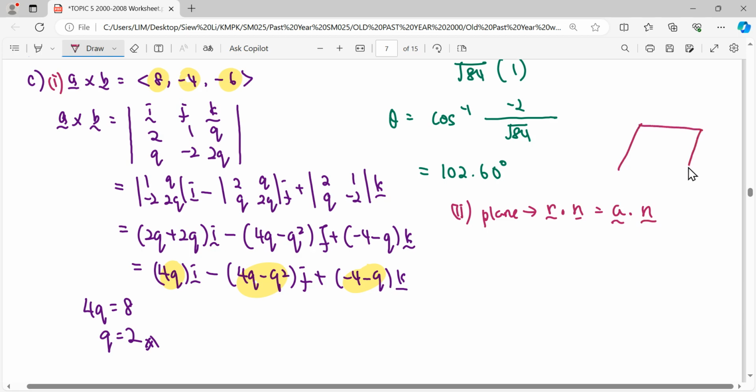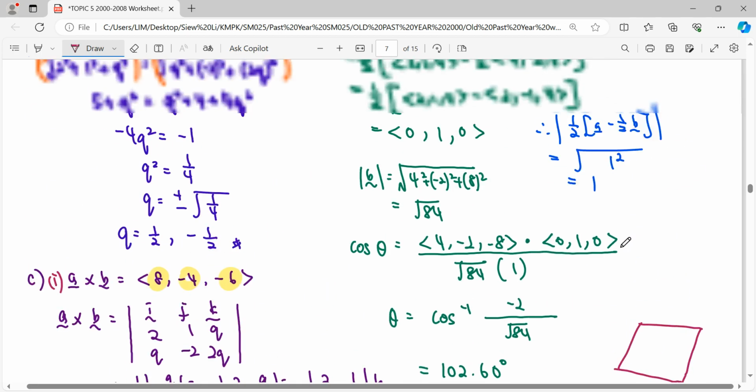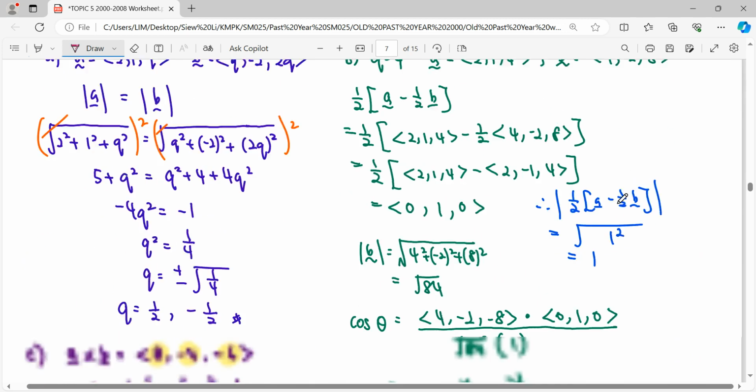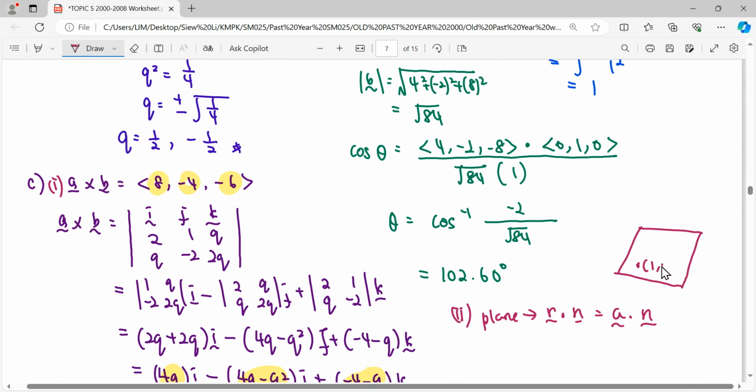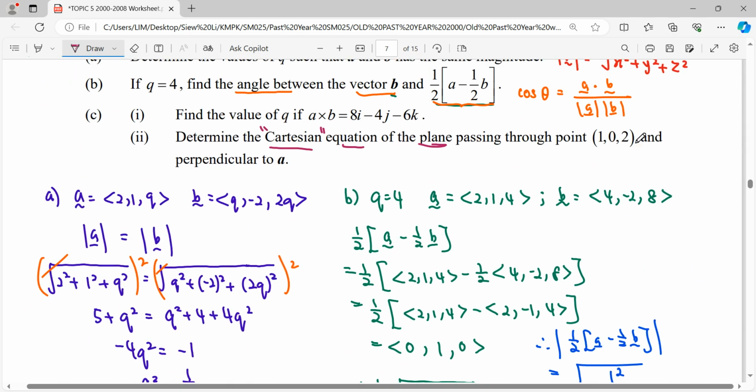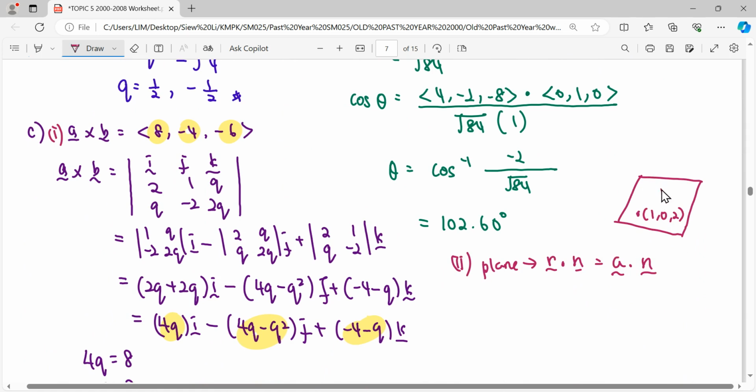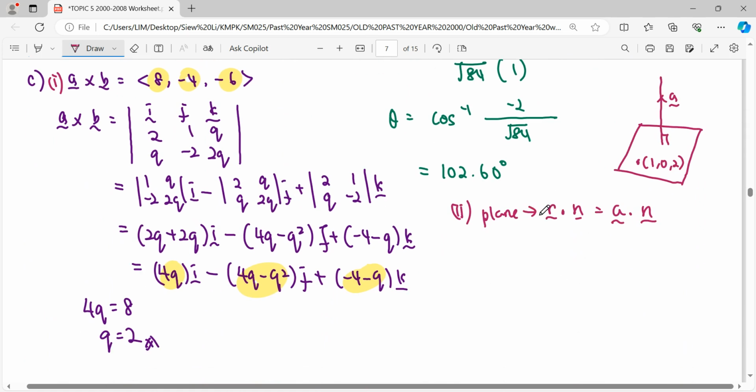For this plane, they tell us that the plane passes through the point (1, 0, 2). So that means the point (1, 0, 2) is inside this plane and it is perpendicular to vector A. Therefore, in finding the equation of the plane, we need a normal and a position vector from the point. The normal is the vector perpendicular to the plane, which is our vector A, equal to (2, 1, Q), where Q we already found, so it is (2, 1, 2).